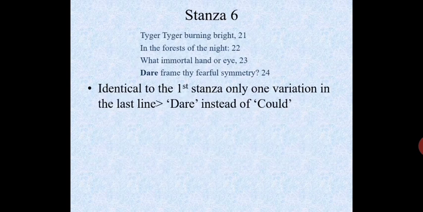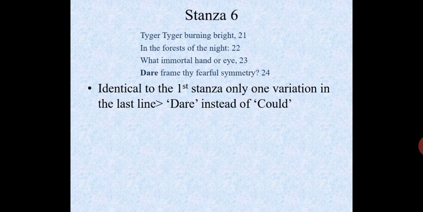Okay, stanza 6. So you see, stanza 6 is quite identical to stanza 1. What was stanza 1? Stanza 1 was like that: Tiger, tiger, burning bright in the forests of the night, what immortal hand or eye could frame thy fearful symmetry? And here there is one difference, that is the first word in the last line, that is dare. It was could in the very first stanza, and here it is dare. Tiger, tiger, burning bright in the forest of the night, what immortal hand or eye dare frame thy fearful symmetry?